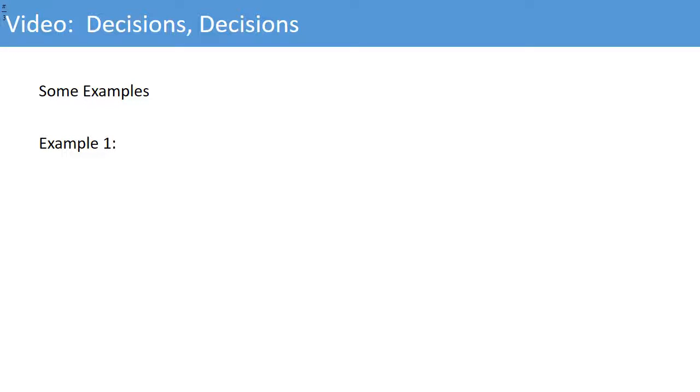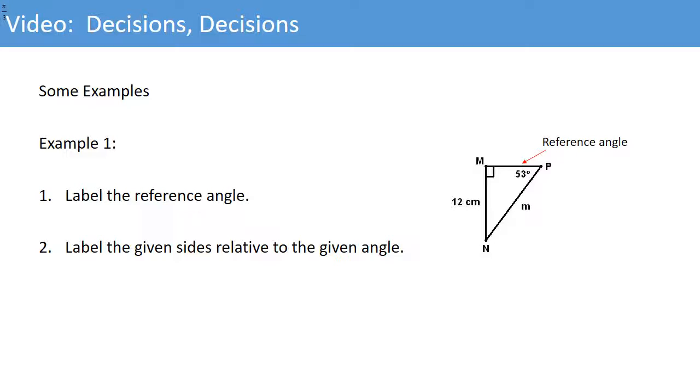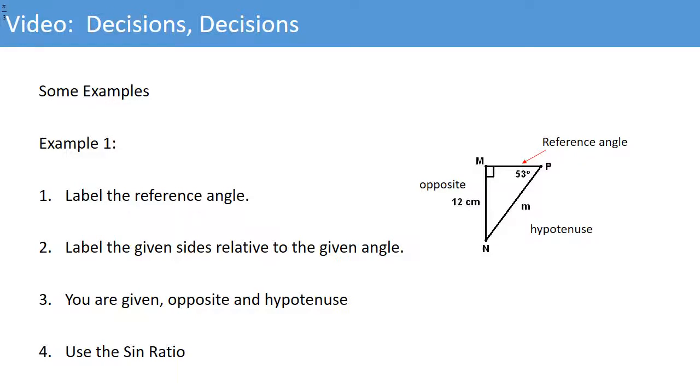Now, some examples. Here is example 1, as shown in the diagram. Triangle NMP. We're trying to find side M. So how do we do that? You got it. Label the reference angle. Label the given sides relative to the given angle. Opposite, hypotenuse. You are given the hypotenuse and the opposite side. Use the sine ratio because the sine theta, or reference angle, is equal to opposite over hypotenuse. You could just as easily have used cos or tan.